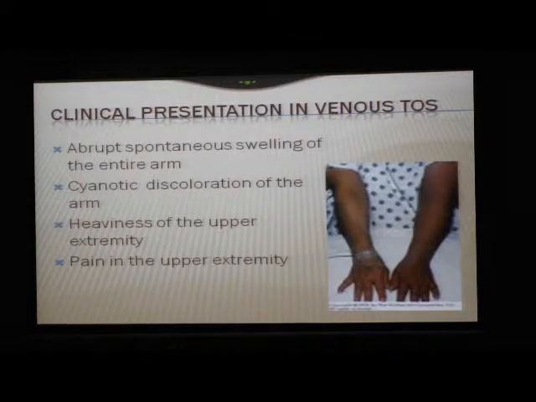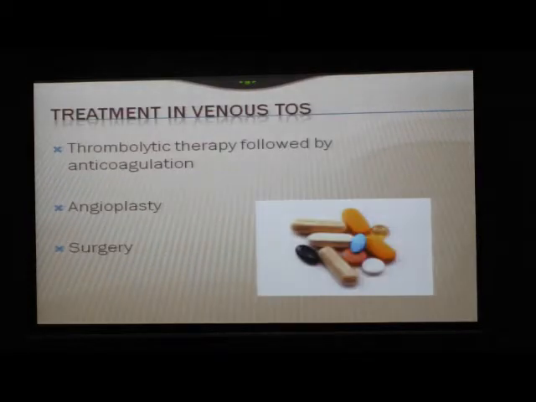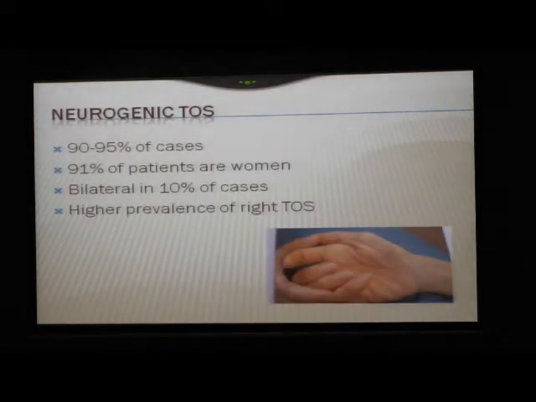So again, the clinical presentation is generally with a sudden and abrupt spontaneous swelling of the entire arm that can get a bluish discoloration and becomes heavy and painful. And treatment consists of thrombolytic therapy followed by anticoagulation that might be required also lifelong, and then you have angioplasty and surgical possibilities.